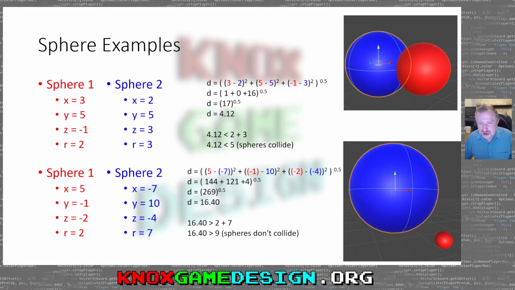So we can see in this example, the distance between the two circles is 4.12. So the sum of the two radius values, 2 plus 3, is 5. So since 4.12 is less than 5, that means the spheres do collide.